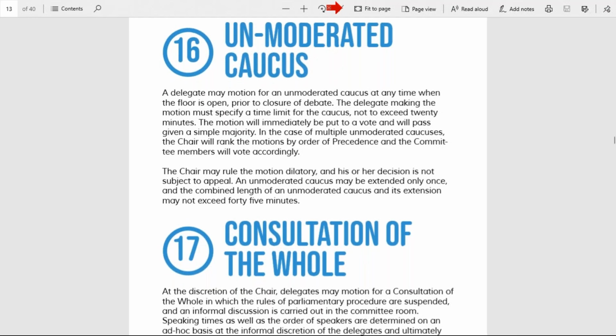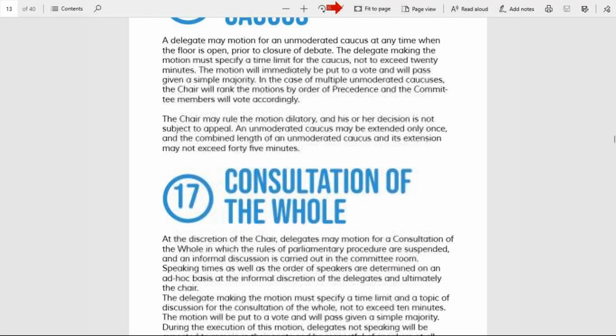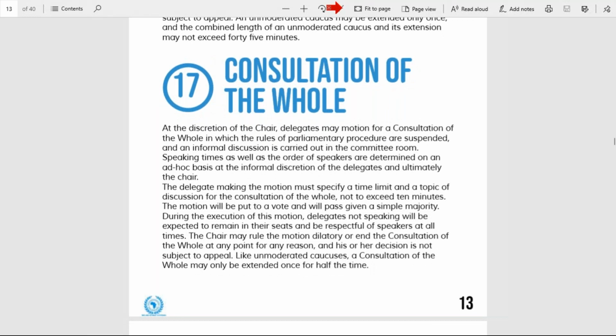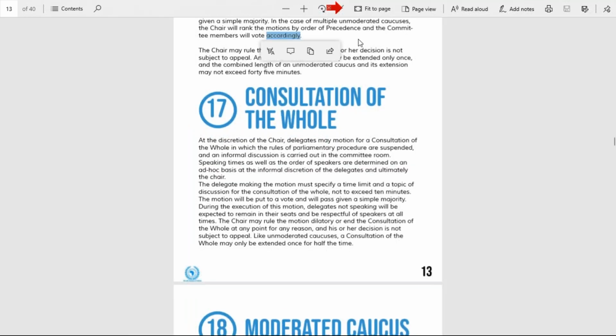If it's dilatory, then the chair can rule it out of order, and that is not subject to appeal. Now, we have something called a consultation of the whole. It's like an unmoderated caucus, but with some bits of moderated in it. Essentially, if a chair or a delegate feels that they need to consult the whole committee on a certain subject matter, they raise a motion for consultation of the whole. A delegate should specify a time limit and a topic for discussion, and it should not exceed 10 minutes.